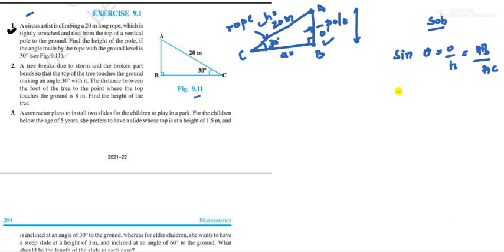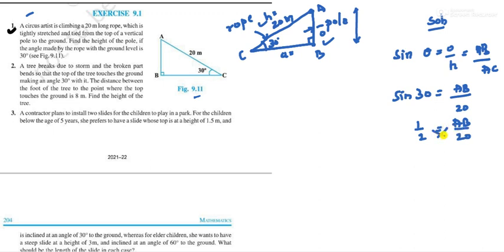Now substitute: sine 30 is equal to the pole height, which we don't know, so we'll write it as AB, over AC, which is 20. So what is sine 30? It is 1 by 2. And this is AB by 20.